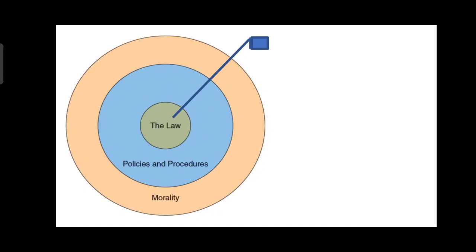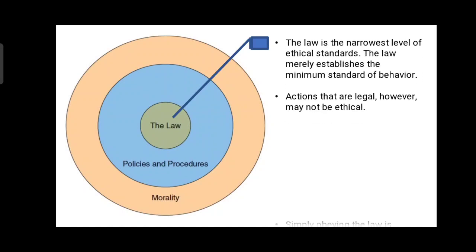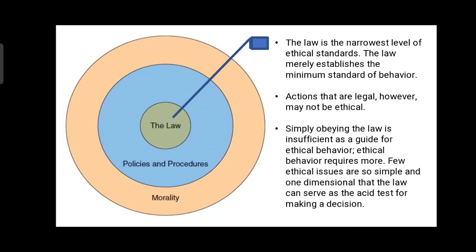The shallowest is the law, the narrowest, and the deepest is morality. So, law, policies and procedures, and morality. The law is the narrowest level of ethical standard. The law merely establishes the minimum standard of behavior. Actions that are legal, however, may not be ethical. So, not everything legal is ethical.